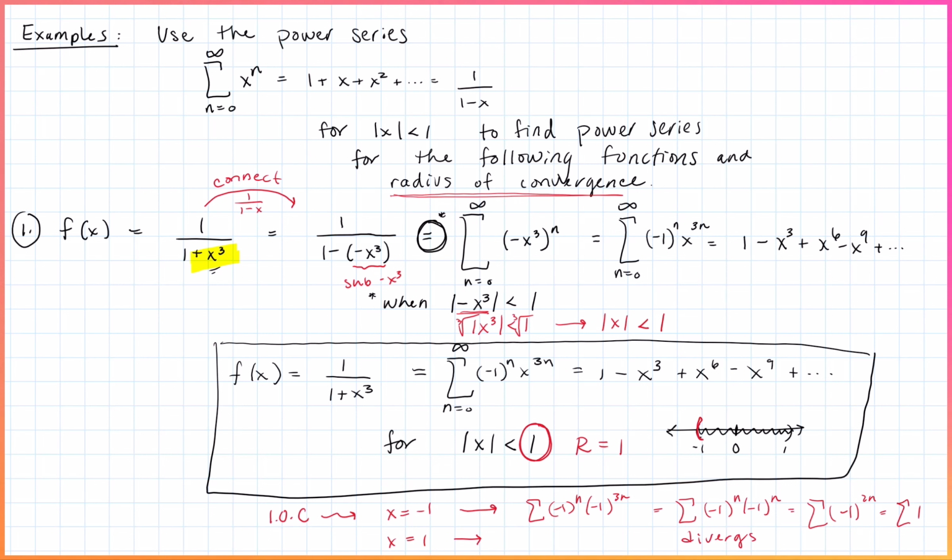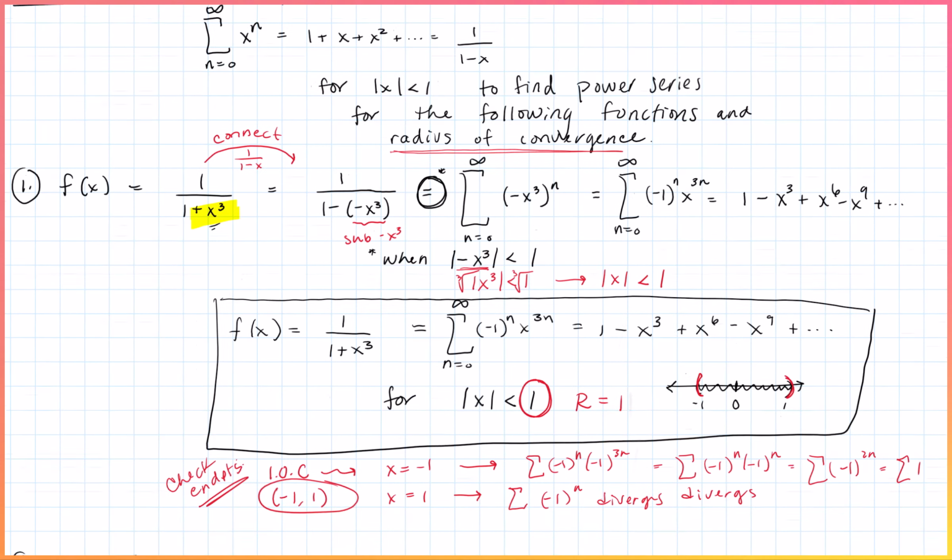You could check at 1 as well. If you plug in 1, you end up with negative 1 to the nth power, which also diverges. And so both of those endpoints diverge. So the interval of convergence, it turns out, is actually negative 1 to 1, and we could show that by checking the endpoints. Remember, for intervals of convergence, we have to check the endpoints after we've determined the radius of convergence. Okay, let's look at another example.